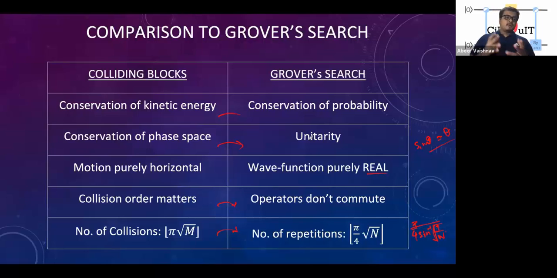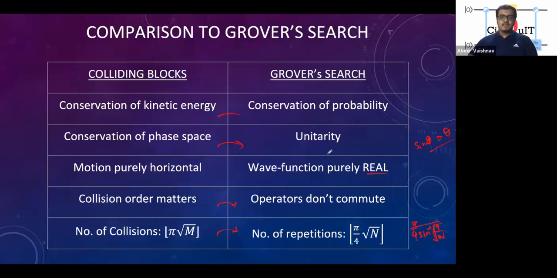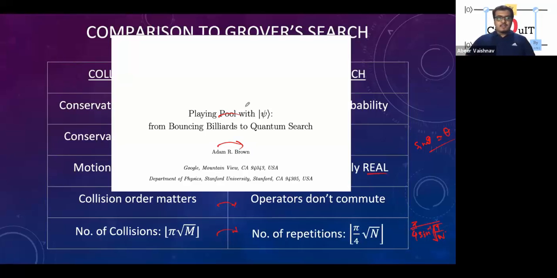And that's how we can say that a classical process, which is nowhere related to quantum mechanics, is mathematically very analogous to Grover's search algorithm. It's very beautiful to see that we can find these kinds of analogies in our classical world. The paper that was referred for this was Playing Pool with psi, and it's known as the bouncing billiards problem.